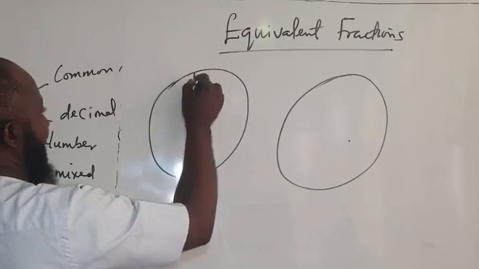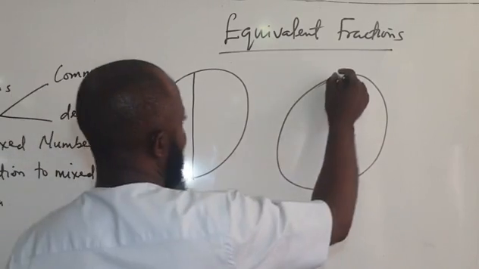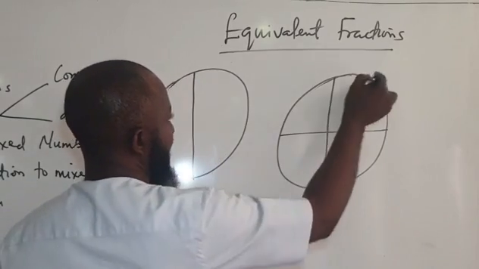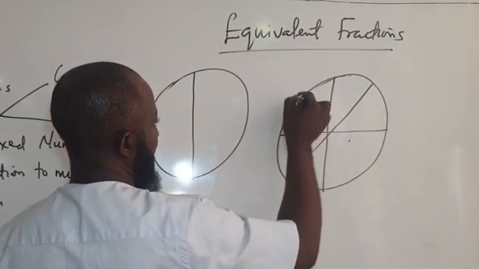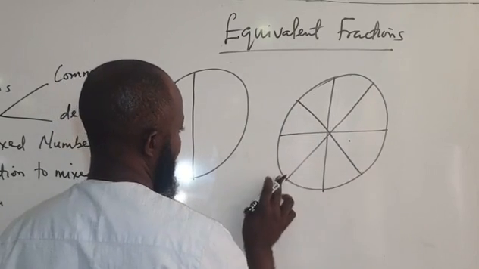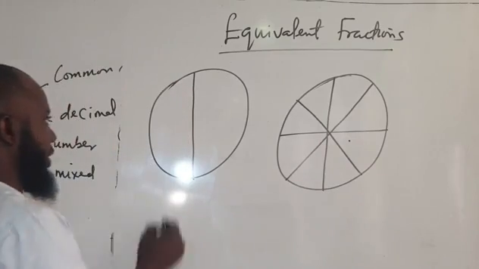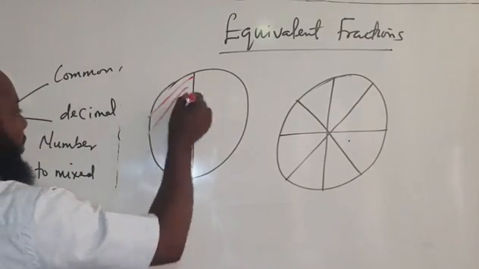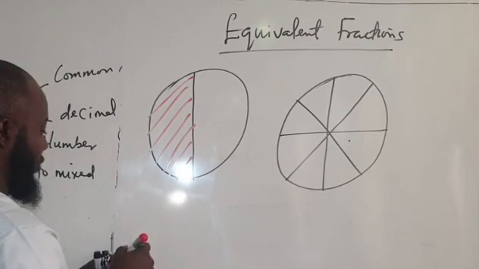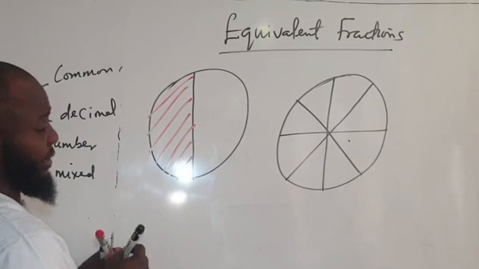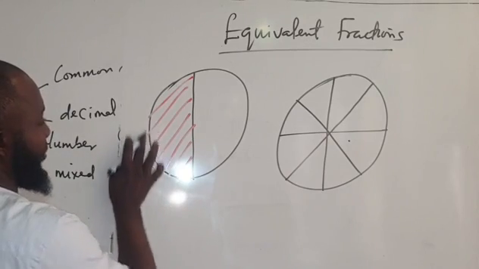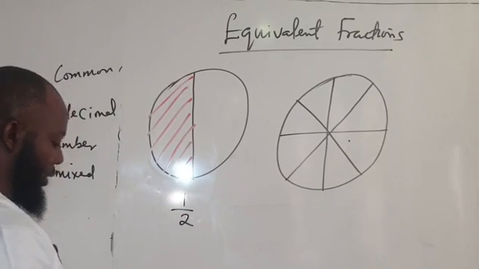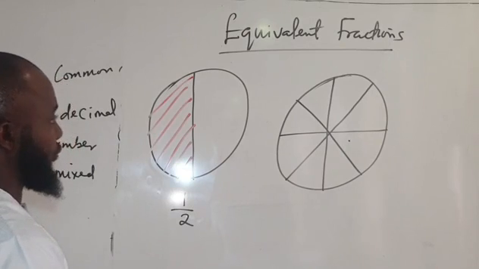Now, I divided this into 2, but I divided this into what? Into 4. Or let me divide it into 8. This is divided into 8, right? If one of these, this is a fraction of this, right? Which is what? 1 out of how many divisions do we have? Have I divided this circle into 2? That is, and I've now shaded what? 1 out of what? 2. Am I with you? I've shaded 1 out of 2.